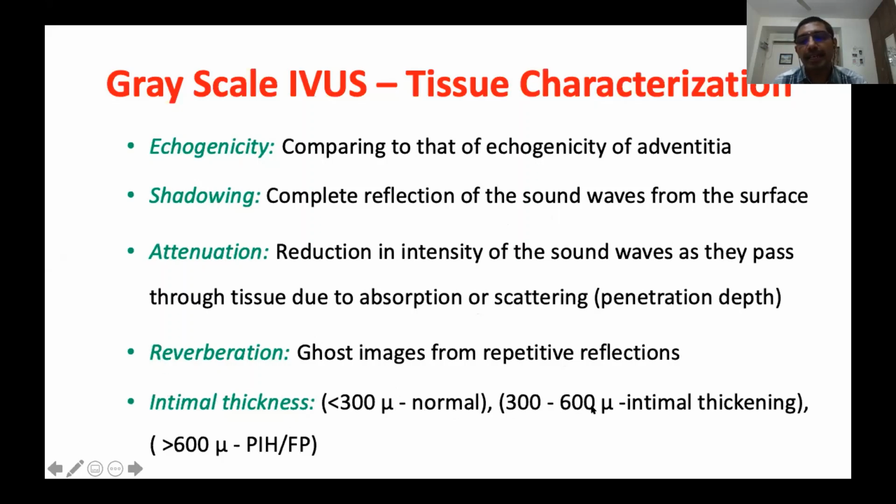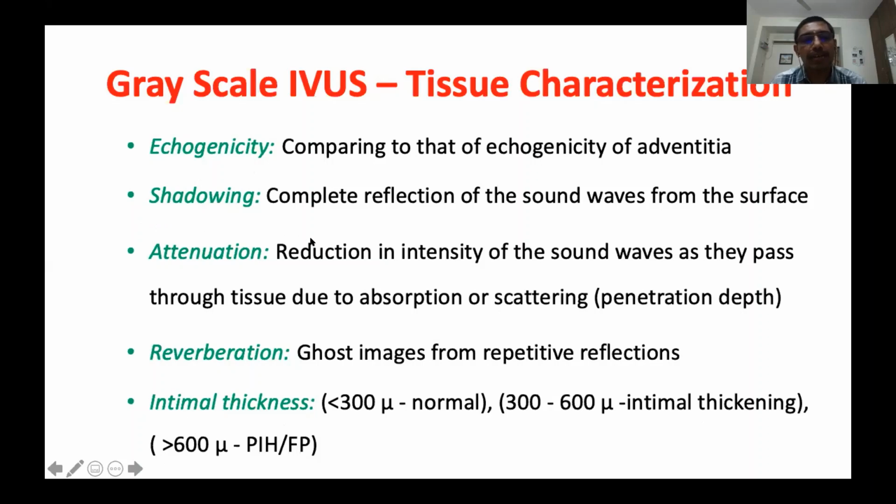300 to 600 is physiological intimal thickening. That is the thickening which happens due to physiological response to stress. And more than 600 microns indicates pathological intimal thickening or fibroatheroma. So these are the five features.